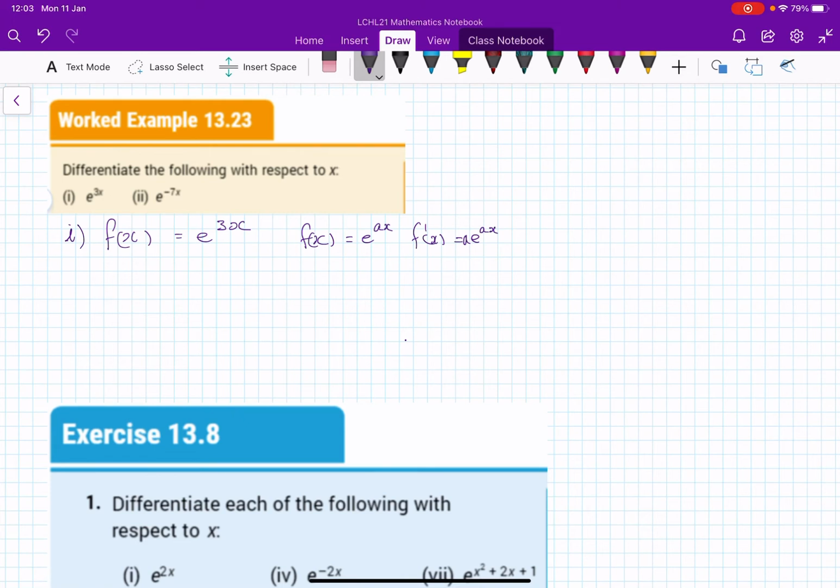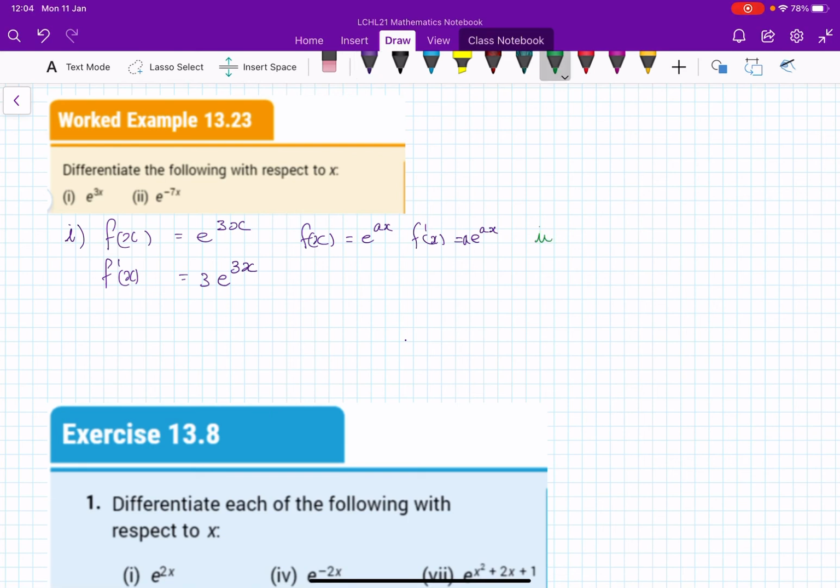Okay, because like when we're doing with the trigonometric functions, we have to differentiate our e and then we differentiate the 3x. So again, our f prime of x here is equal to 3e to the power of 3x. Quite simple. Now let's look at the second one.